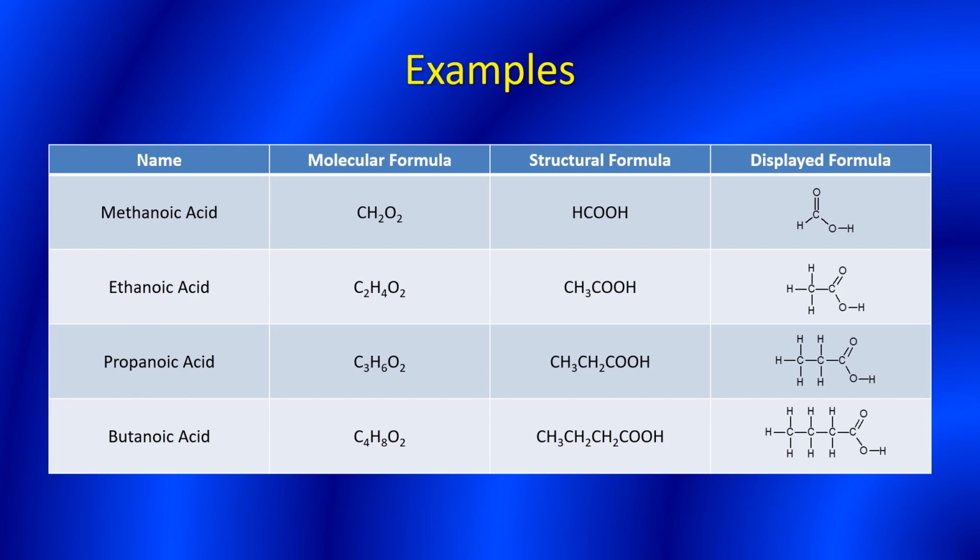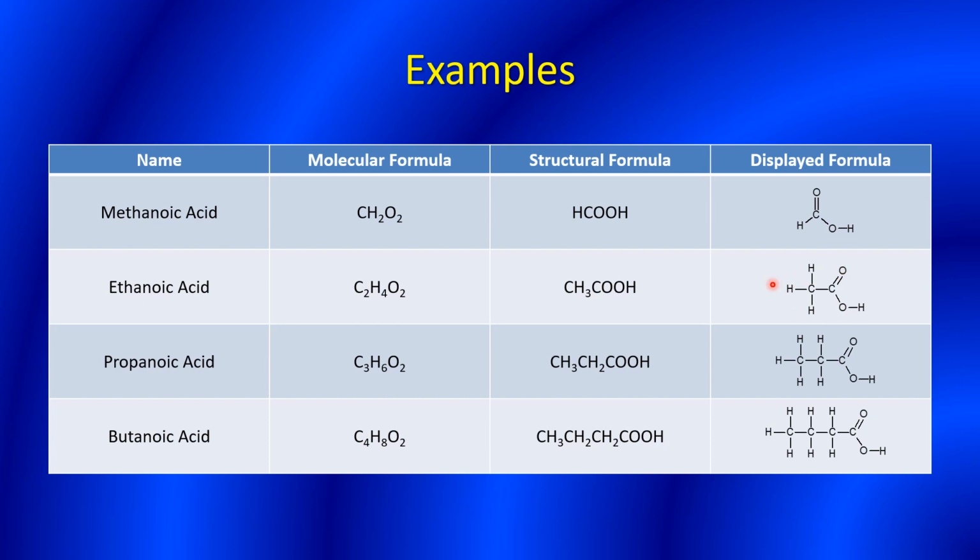Some examples here. So the smallest carboxylic acid is methanoic acid with just 1 carbon, 2 hydrogens and 2 oxygens. The structural formula HCOOH, and you can see here the displayed formula showing all of the bonds. Ethanoic acid, C2H4O2, CH3COOH, and the structure here.